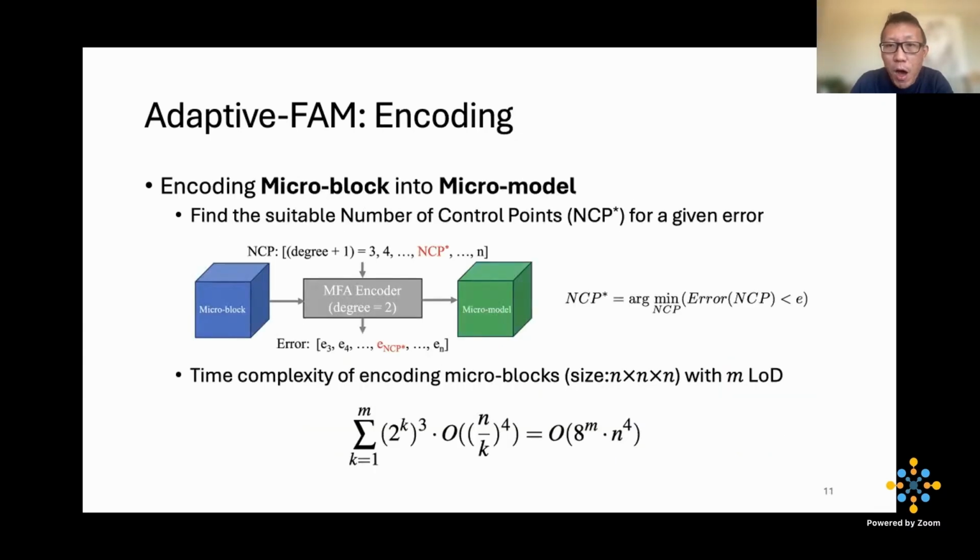Macro blocks with various levels of detail need to be encoded into functional approximation models. We call this model a macro model. Encoding a single macro block is to conduct an exhaustive search to find the suitable number of control points for a required error bound. The total time complexity of encoding all macro blocks with various levels of detail is given at the bottom. As you can see, encoding a very large-scale dataset into macro blocks with various levels of detail is almost impractical in time.